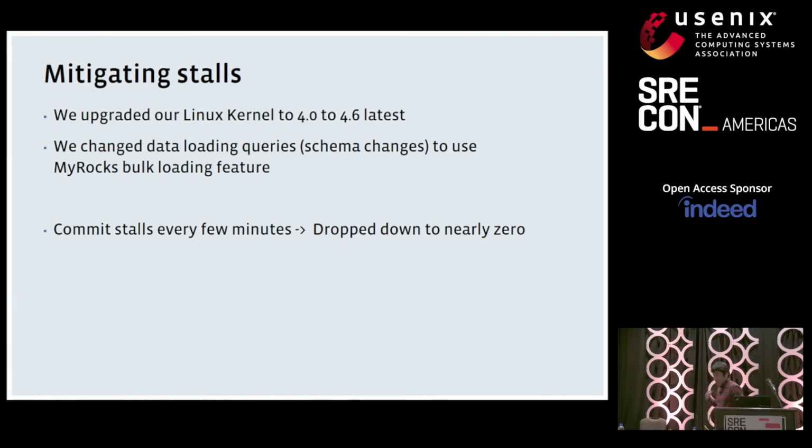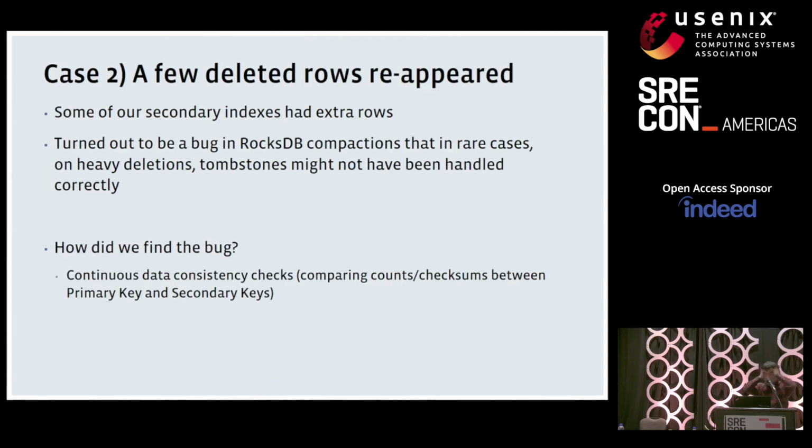We discussed with the Linux kernel team at Facebook. So we upgraded our Linux kernel from the older one, 4.0, to 4.6, the latest kernel, which fixed most of the memory allocation stalls. We also changed several data loading queries, like schema changes, to MyRocks bulk loading, so that we don't have to write the memtable. After these steps, commit stalls every few minutes dropped to nearly 0, so we could finally fix the problem.